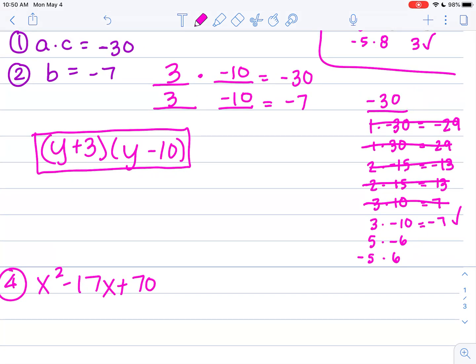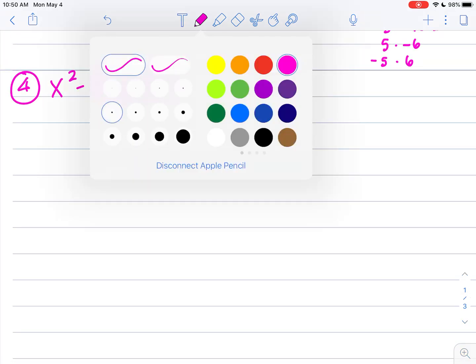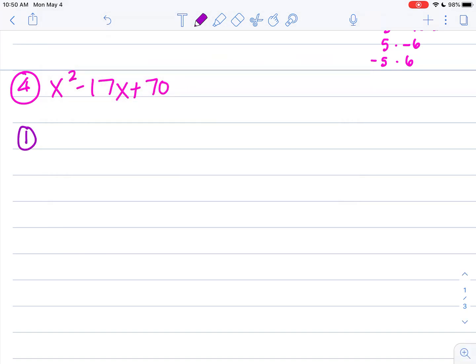Like I said, if you look at this negative 30 and you're like, oh, that's 3 times 10 and that gets you a 7, and you just have to make one of them negative, you don't have to write all this out. But I think it just helps to see what we're doing. Okay, so write it out if you need to. All right, so first step is A times C. Second step is B. Let's write out A, B, and C.